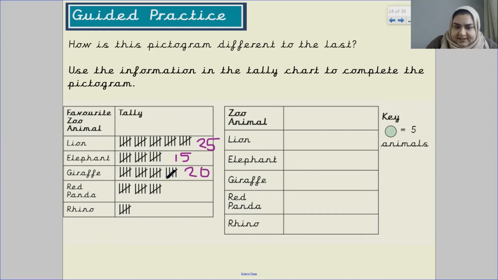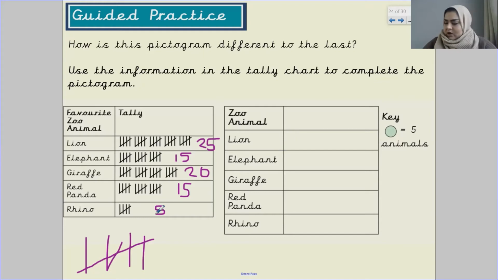So when a tally has 1, 2, 3, 4, and then it crosses over like this, that means 5. So now let's count this, 5, 10, 15. So there's 15 red pandas, and then there's 5 rhinos. Okay, now it's telling me here by looking at the key that 1 circle means 5 animals. Okay, so 1 circle means 5 animals.